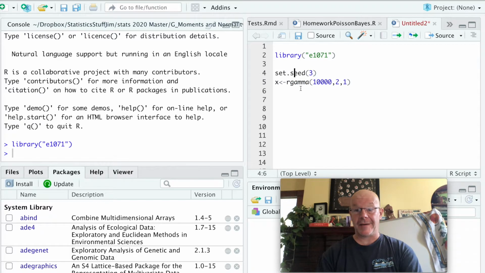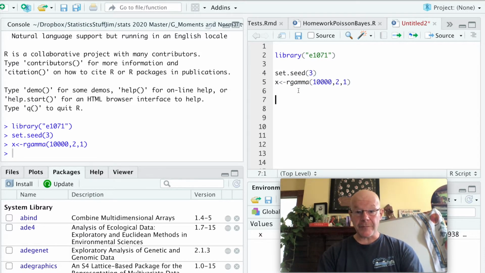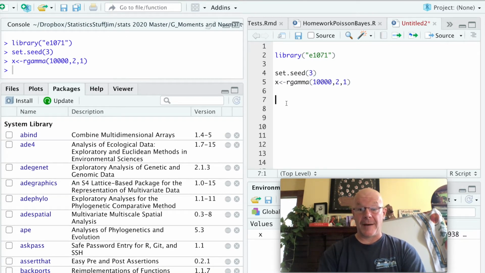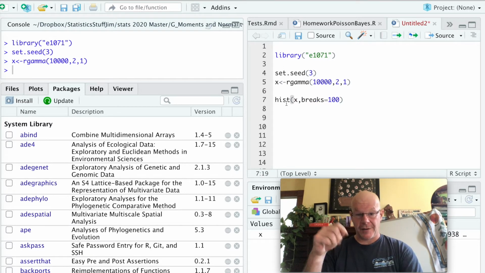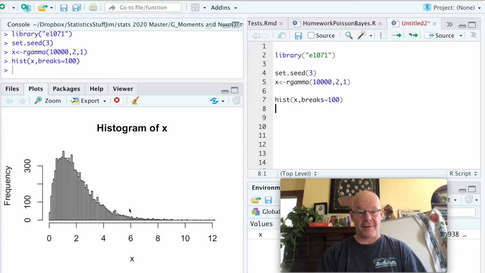So I'm going to just take 10,000 random variables from a gamma distribution, and let's just look and see what those data look like. I'm going to make a histogram of those random variables, and I'm going to say breaks equals 100, which is just going to give 100 little bins that it's going to populate. And there's the histogram of my data. We would look at this and see that this tail is clearly a lot larger than this tail, and so we would say that it is skewed.